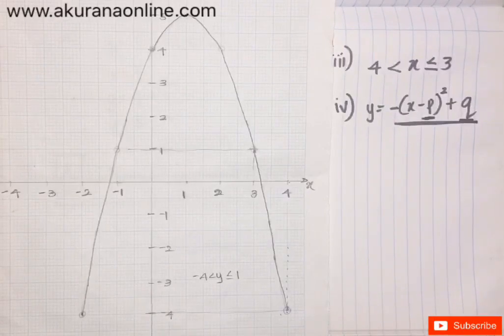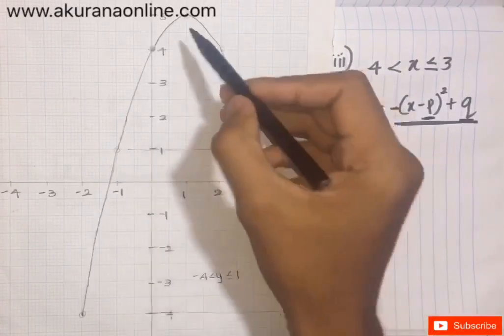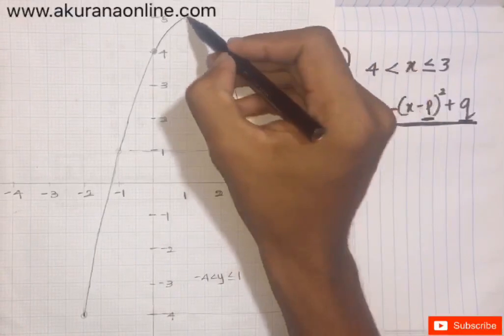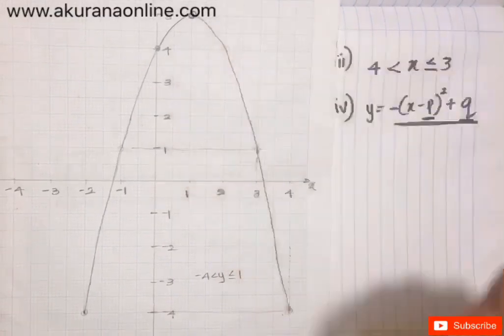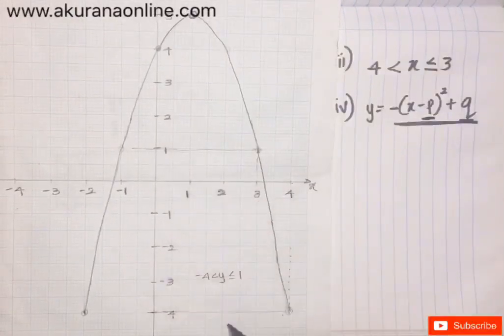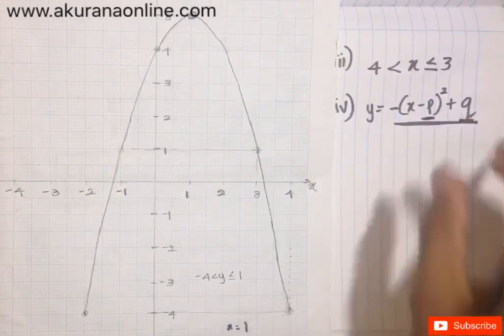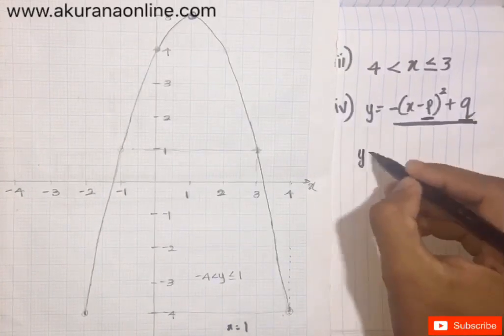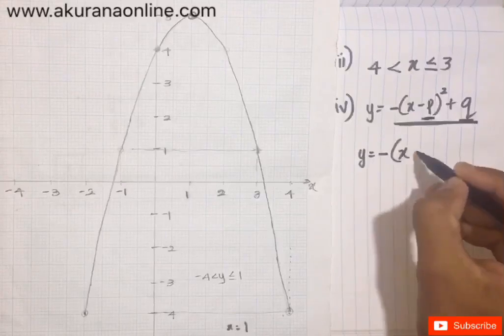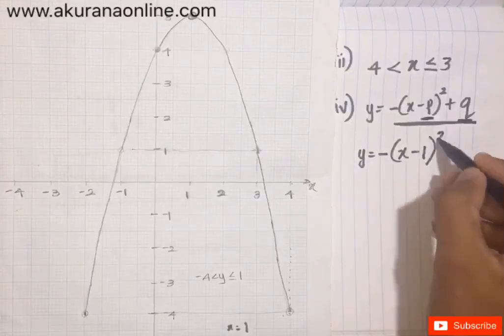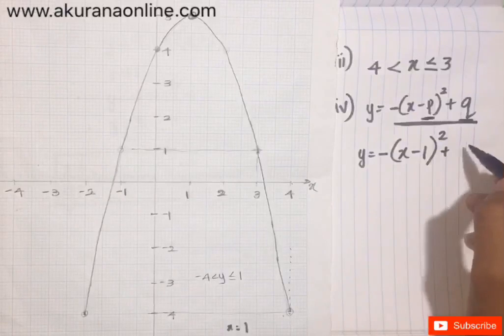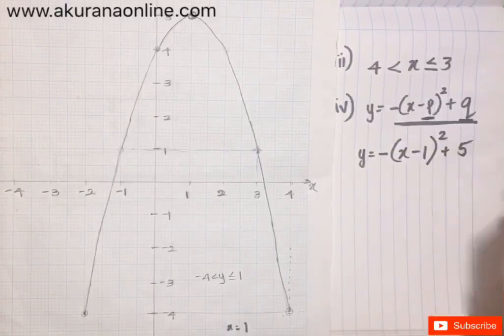This is the way of getting the answer. Observe the values. This is the maximum in our graph now. What is the coordinate of this? You have x is equal to 1 and y is equal to 5. So you have to fill these values in this graph. So it is equal to minus (x minus 1) whole squared plus, how much is y? That is equal to plus 5. That's all. Okay, got it?